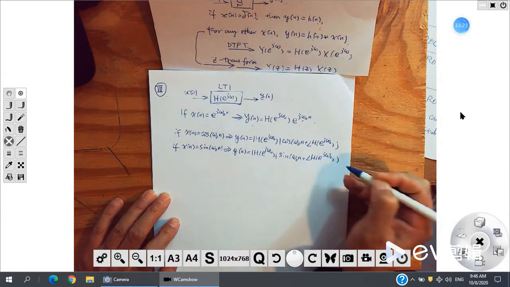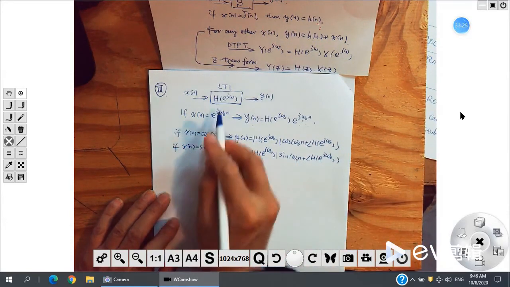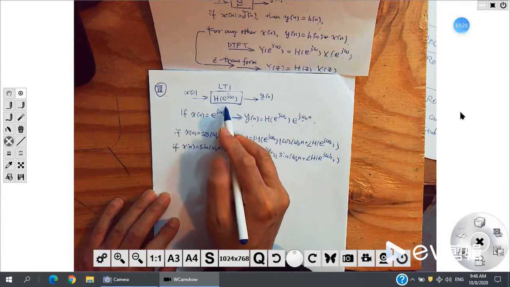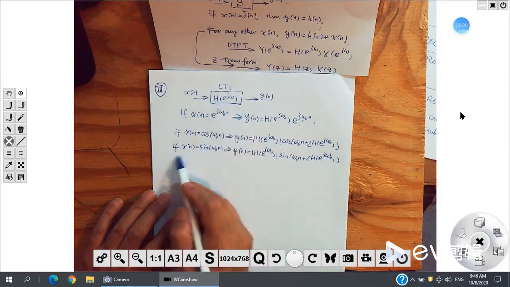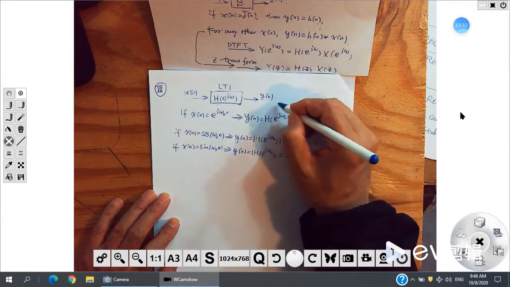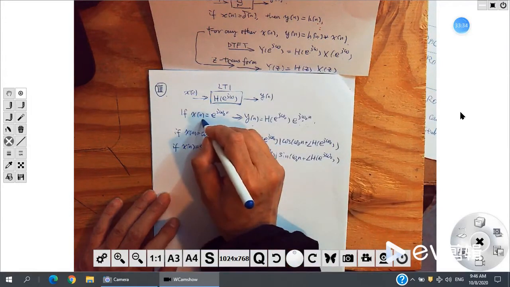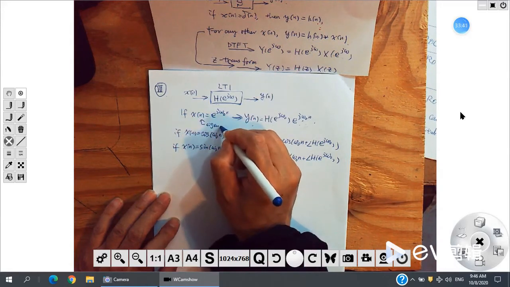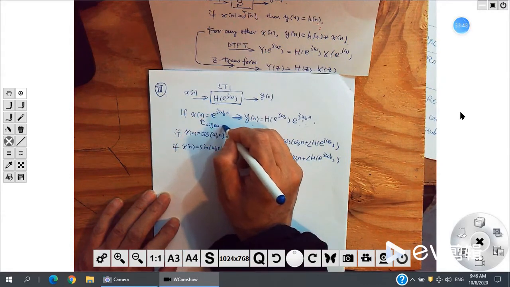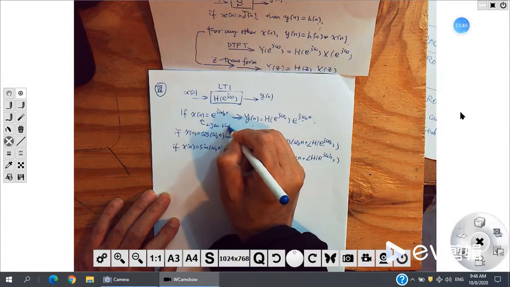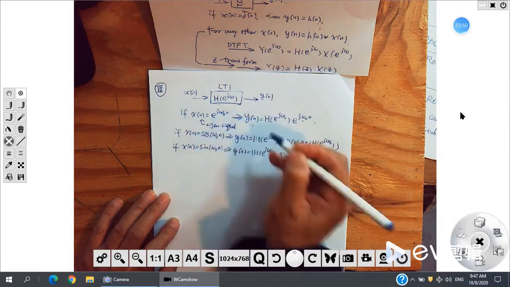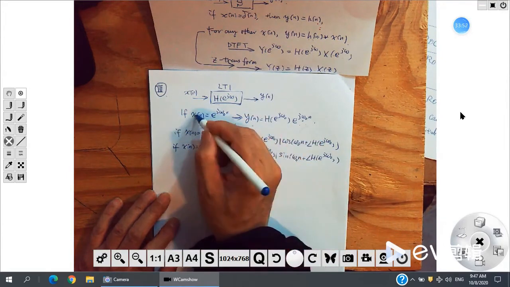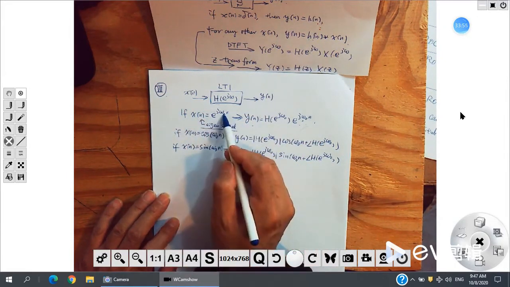Alright, so we have these. This is for the Fourier transform. For the Fourier transform, we use the frequency response. Then we have this result, and we call this the eigensignal. This one, x of n equal to e to the j omega 0 n, is called an eigensignal.